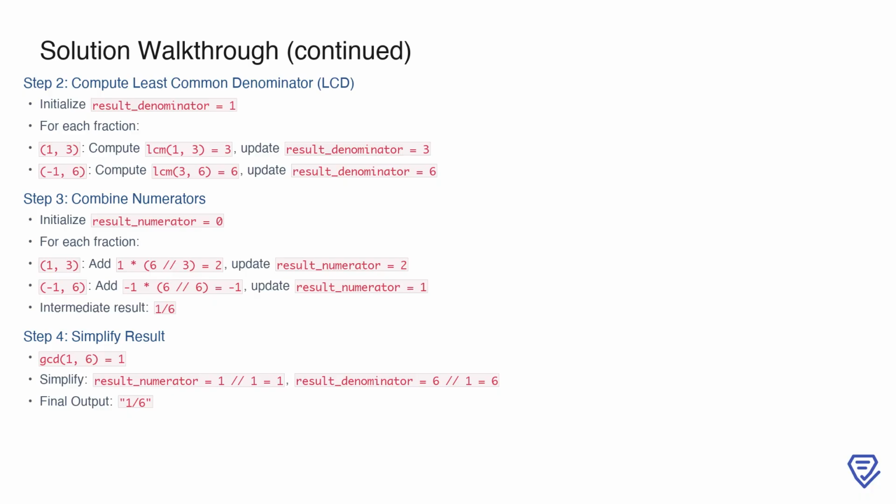Finally, we simplify the fraction. The GCD of 1 and 6 is 1, so no further reduction is needed. The simplified result is 1/6, which is our final output.